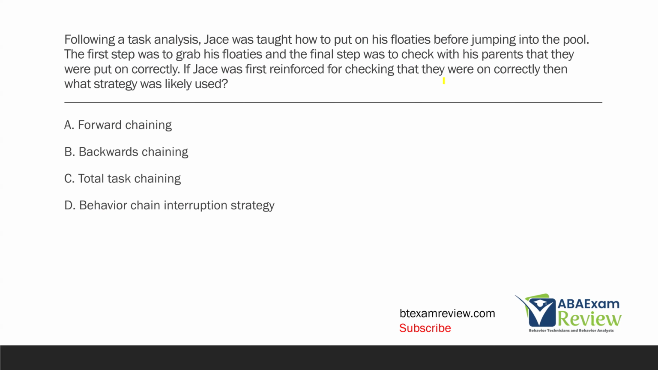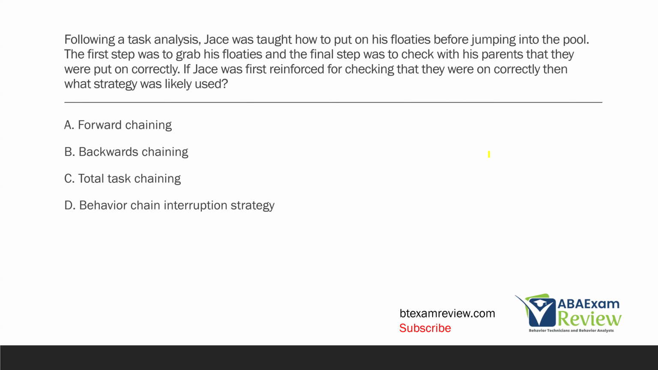Following a task analysis, Jace was taught how to put on his floaties before jumping into the pool. First step was to grab his floaties, and the final step was to check with his parents that they were put on correctly. If Jace was first reinforced for checking that they were on correctly, then what strategy was likely used? All right, we have a task analysis, task chain question.